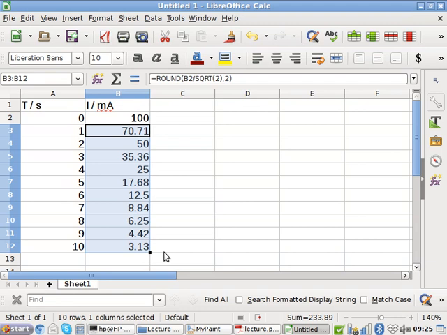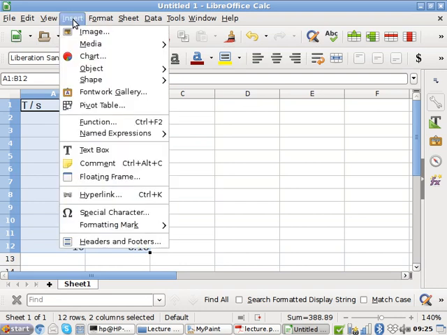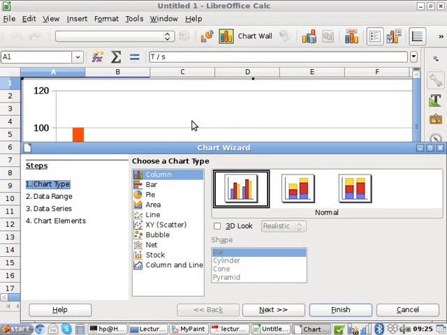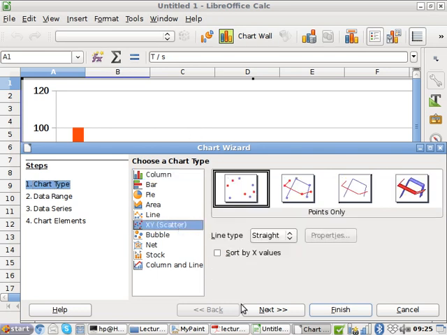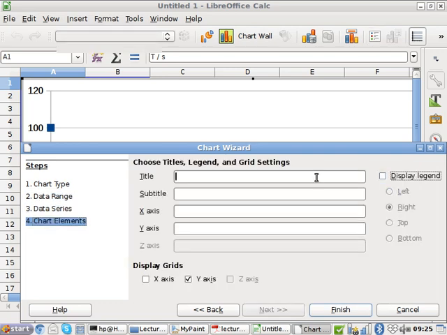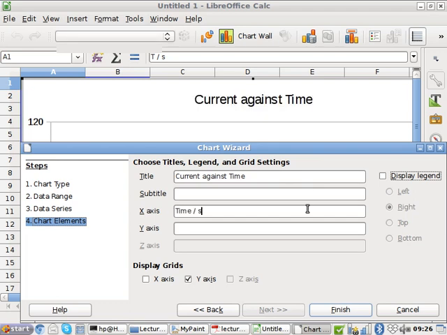Right, let's see the graph, exactly what we get here. Insert chart. Now you'll need to make these charts in your report, so maybe it's good practice to see this a couple of times. What graph type do I usually use here? No, actually it's scatter. I don't like this legend here. This is current against time. The x-axis is time in seconds, and the y-axis is current in milliamps.